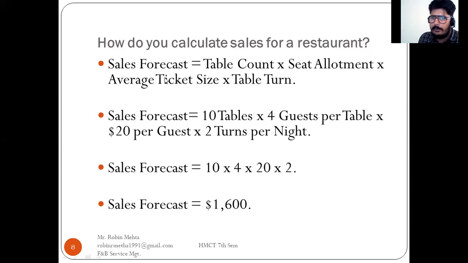How will I do that? Table count, how many tables I have, how many seat allotments we have, multiplied by average ticket size, meaning what average amount of food we can serve to the guest, by which we can earn this particular amount of money from that guest. And table turn, whatever the tables we are not using.